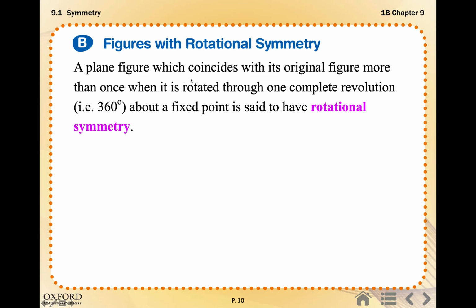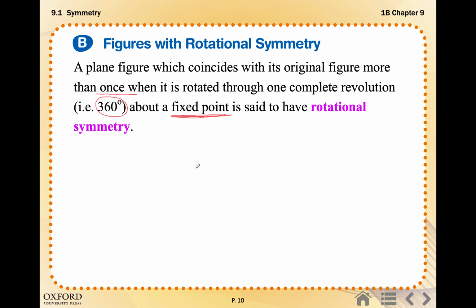And then for here, the definition for rotational symmetry is that a plane figure which coincides with its original figure, that means the same as its original figure, more than once, should be more than once, when it is rotated through one complete revolution, that means one round, 360 degrees about a fixed point, then it is said to have rotational symmetry.